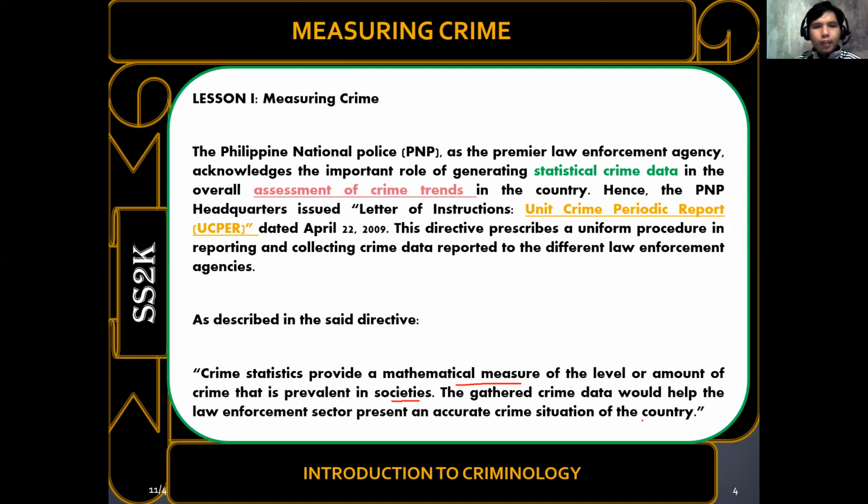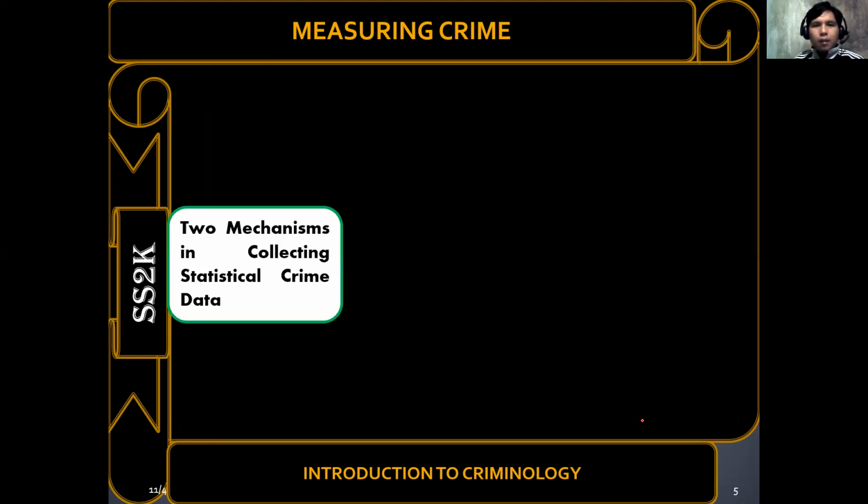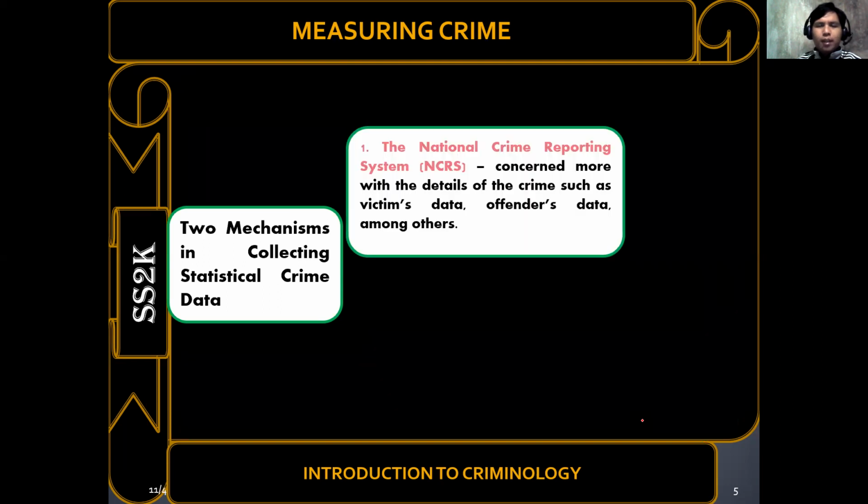Okay? Ayan. So, there are two mechanisms in collecting statistical crime data. So, ano nga ba yung dalawang mekanismo sa pagkuha ng statistical crime data? First is the National Crime Reporting System or yung pong NCRS. It is concerned more on details of crime such as victims data.